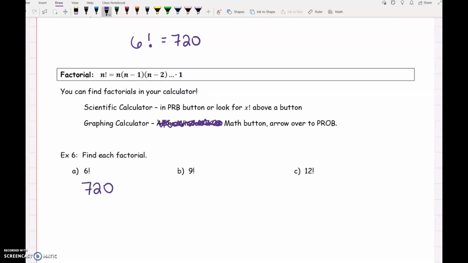And then I want you to try doing 9 factorial and 12 factorial to see what you get. You should get 362,880 for 9 factorial, and for 12 factorial, 479,001,600.